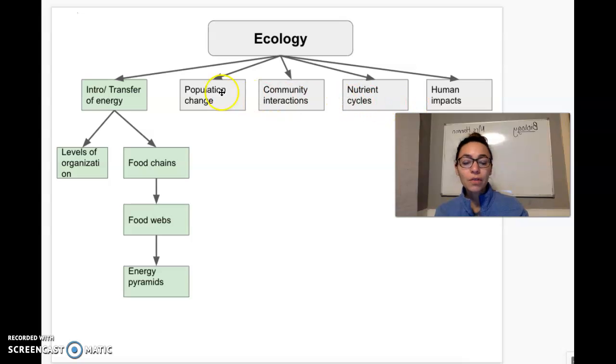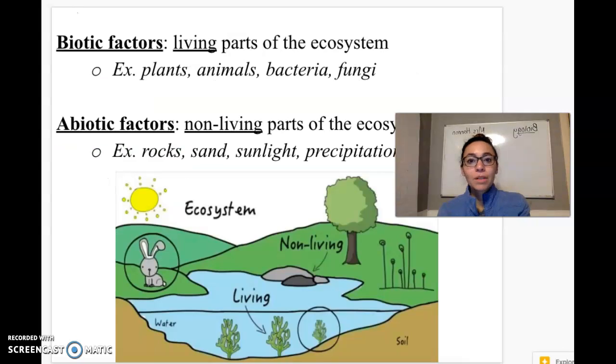So here is a little flow chart of some topics that we're going to cover in ecology. We're going to start with these topics highlighted in green. So we're going to introduce some new vocabulary words and talk about how energy is taken in from the sun by organisms and then transferred to different organisms in food chains and food webs. So let's start with a few new vocabulary words here that I just mentioned in that definition of ecology.